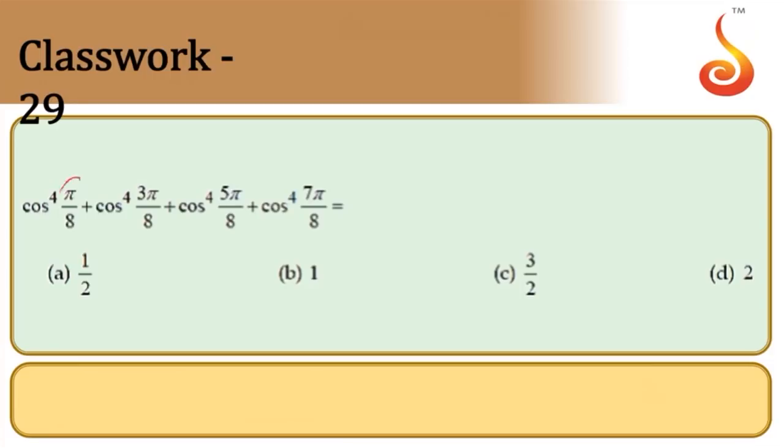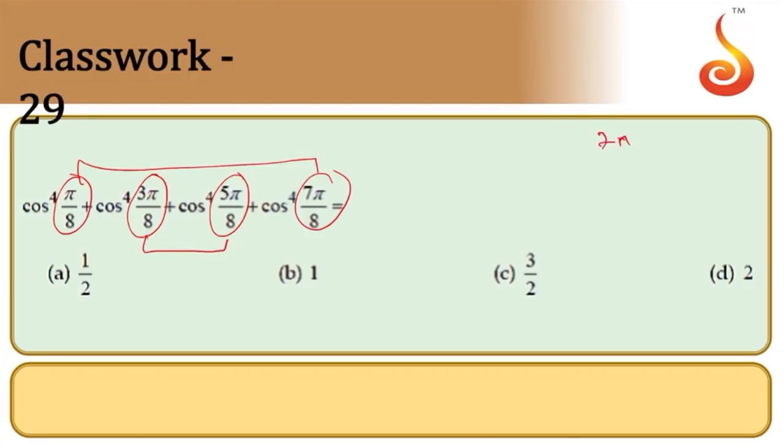29. You know pi by 8, 3 pi by 8, 5 pi by 8, 7 pi by 8. So the sum of the values is equal to pi. I can replace 7 pi by 8 as pi minus pi by 8, and 5 pi by 8 can be replaced as pi minus 3 pi by 8. As the even powers are there, cos of 7 pi by 8 is the same as cos power 4 of pi by 8, and the same for this one. So we will be getting twice the values.